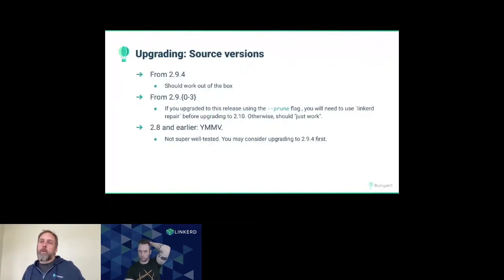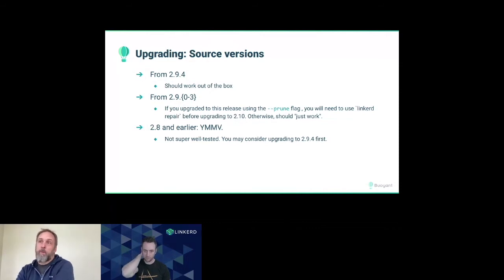If you are upgrading from 2.9.4, the latest 2.9 release, it should basically just work. If you are upgrading from 2.9.0 through 3, then there's something you have to be aware of, which is if you got to that 2.9.x release by upgrading from an earlier release and you used the --prune flag, then we messed something up. Alex broke something. I don't know if it was Alex, probably. And you have to use the linkerd repair command before you can upgrade. Otherwise, you won't be able to upgrade. Actually, I think Alex probably fixed it. I don't know. So sorry about that.